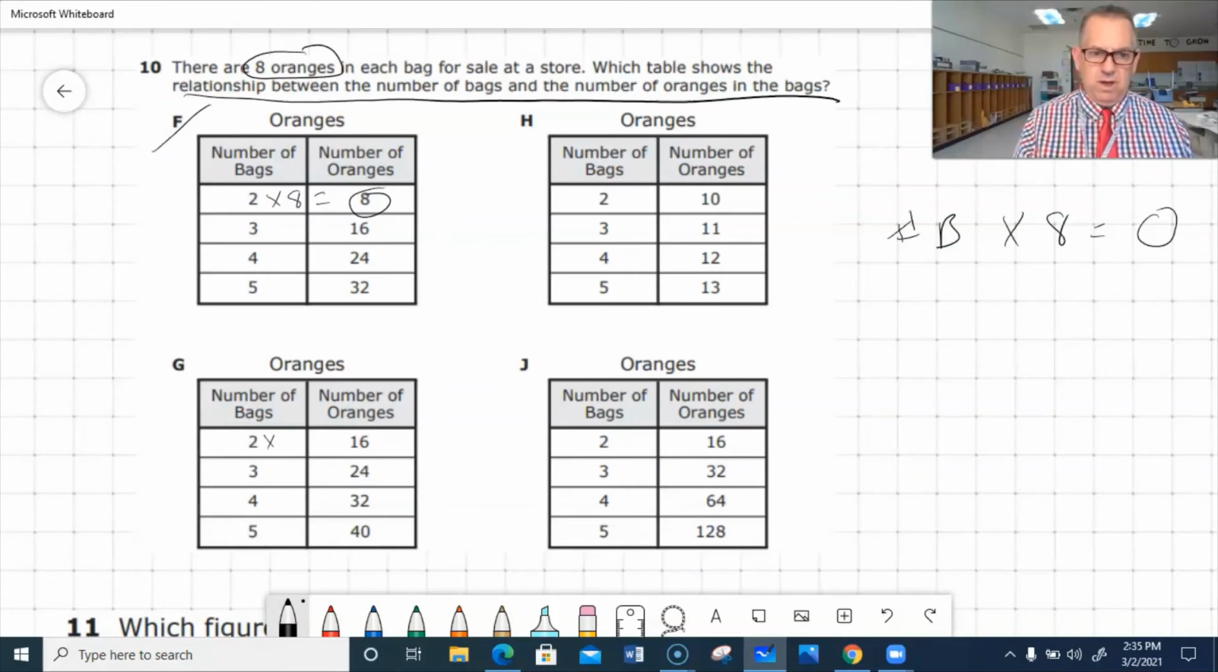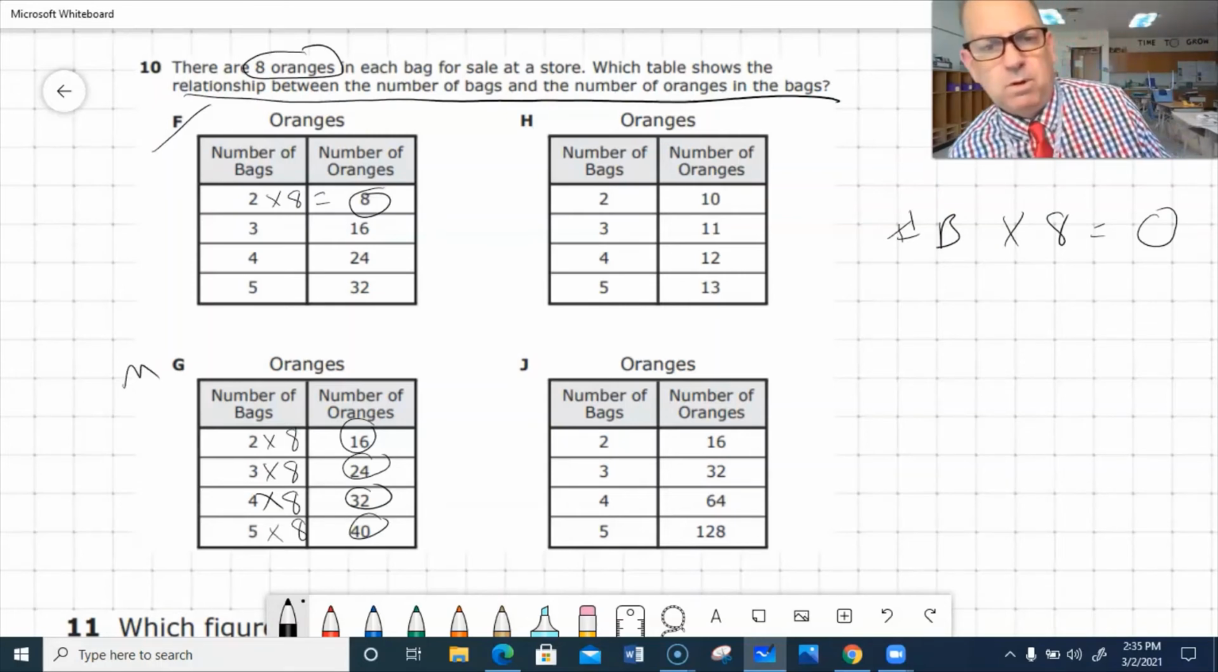So we got 2 times 8. That does equal 16. That works. 3 times 8 equals 24. That works. We've got to check them all. It's got to work on all of them, though. 4 times 8 equals 32. And 5 times 8 equals 40. So this looks like it may be our answer. We're going to go ahead and check the rest of them.